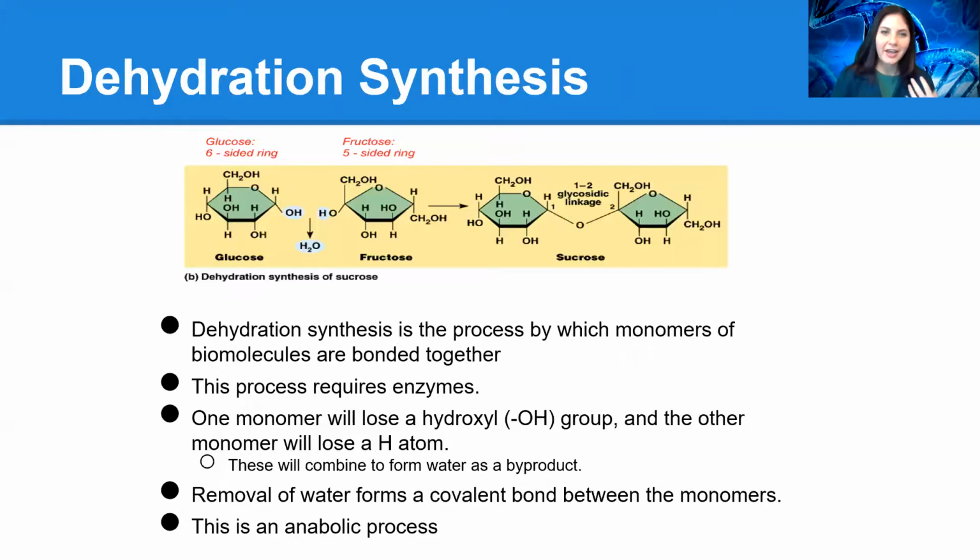So just to kind of recap, dehydration synthesis is the process by which monomers of biological molecules are bonded together, and this process does require enzymes. One monomer will lose a hydroxyl group, and the other monomer will lose a hydrogen atom. And these will combine to form H2O, or water. The removal of water forms a covalent bond between those two monomers. And again, this is classified as an anabolic enzymatic reaction because Anna adds.